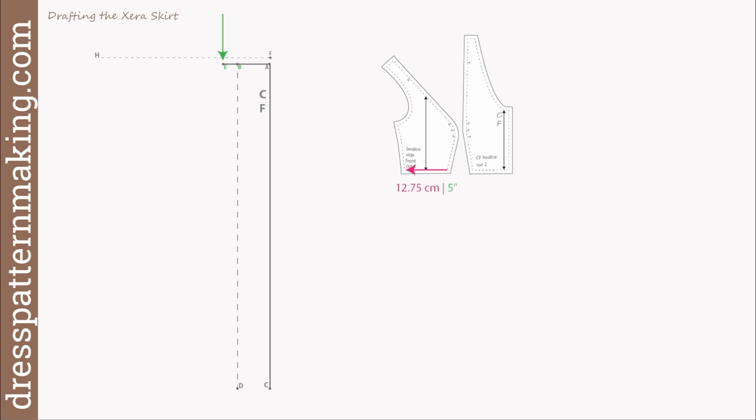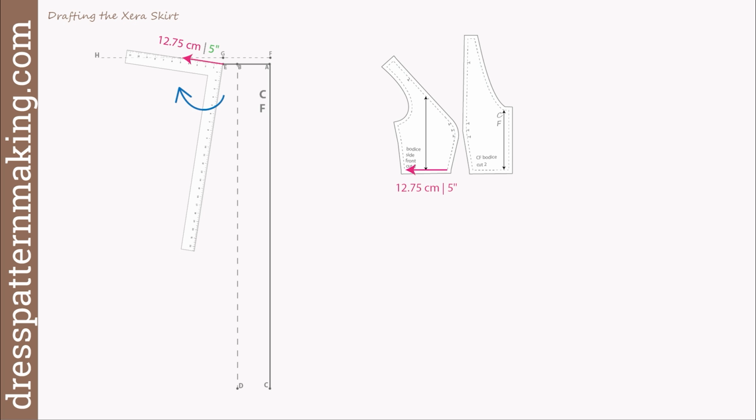Now I'm going to refer to the bodice pattern pieces again for the bodice side waist measurement. That is the measurement from the princess line to the side seam. My measurement is 12.75 centimetres or 5 inches. I'll measure from point E towards the guideline I just drew and rotate the ruler until I get that measurement.